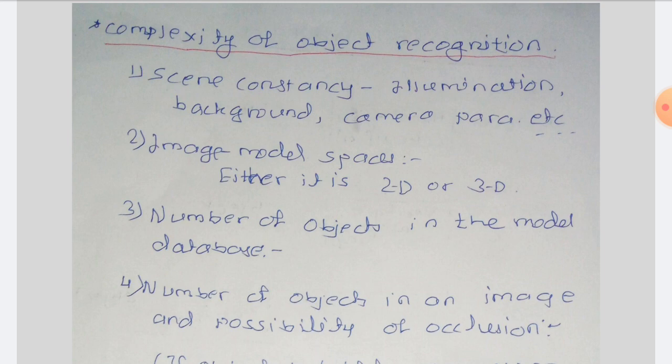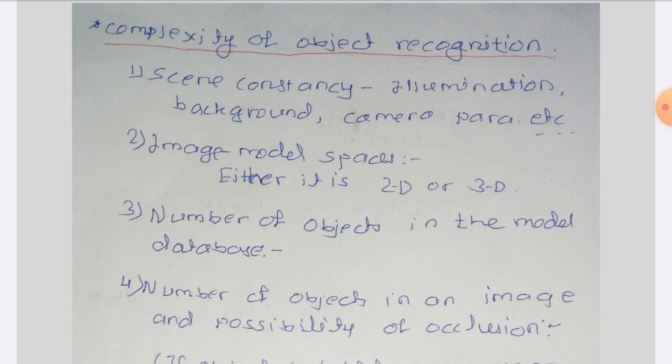Third is the number of objects in the model database. If the number of objects is very small, one may not need a hypothesis formation stage. A sequential matching may be acceptable. Hypothesis formation becomes important for a large number of objects. The amount of effort spent in selecting appropriate features for object recognition also increases rapidly with the increase in the number of objects.